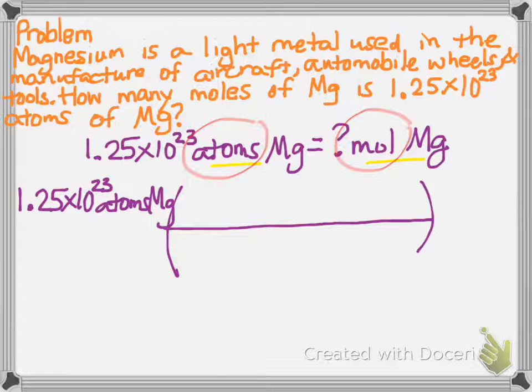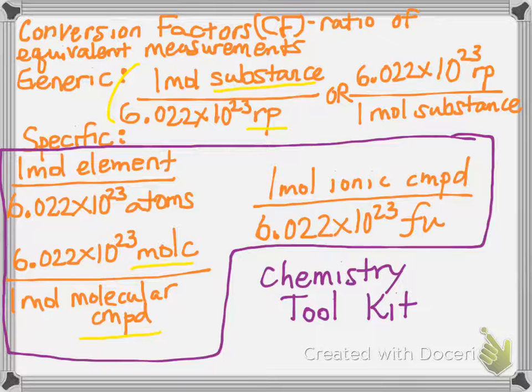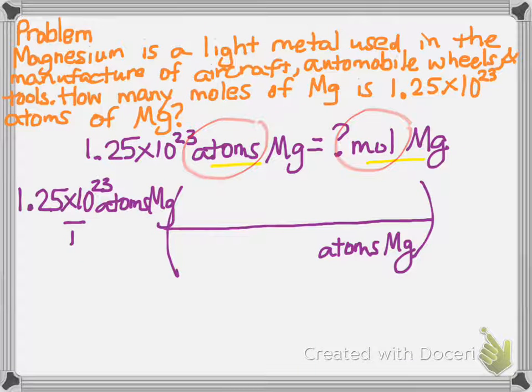To cross out atoms of magnesium, you can always think of them as being over 1, right? I don't ever write them over 1 in my notes, but you could. Which means atoms is in the numerator, so I need atoms of magnesium to be in the denominator. I look back again at my tool, and the other units are going to be the moles of the same element. So I'm going to have moles of magnesium as my other unit.